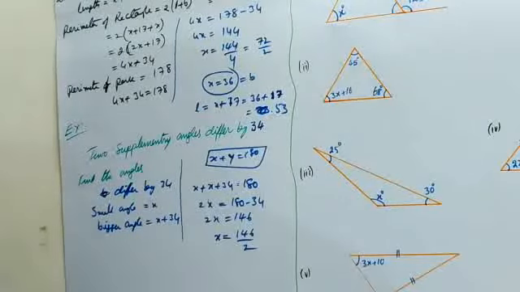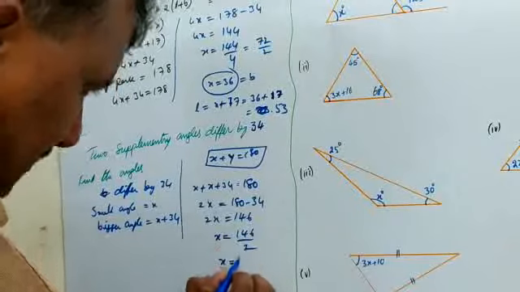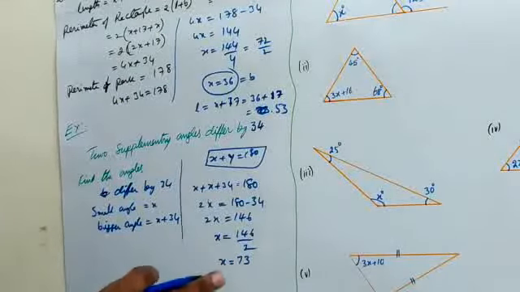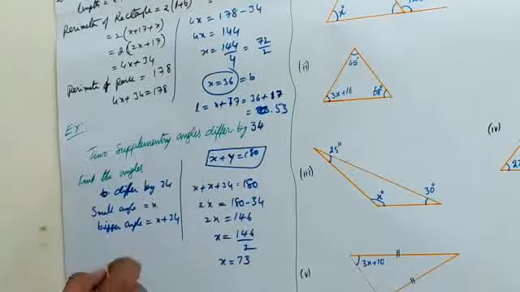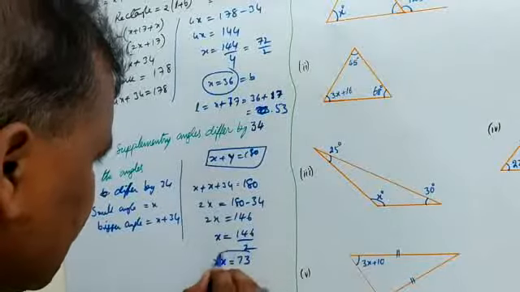146 divided by 2 is 73. Therefore x is equal to 73, since 2 sevens are 14 and 2 threes are 6. So x is equal to 73.